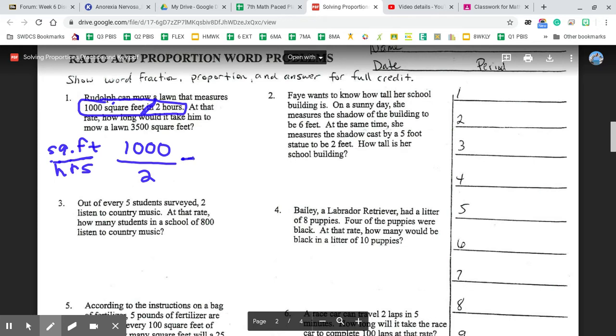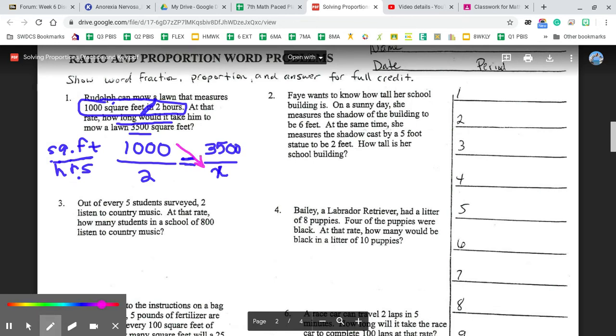And then we have to set it equal, because we're going to use proportion to solve the problem. Equal to, we want to know how long it would take him. So our hours are going to be X because we don't know that answer. To mow a lawn that is 3,500 square feet. So our ratio on the other side of the proportion is 3,500 over X. And then we use cross multiplication to solve.